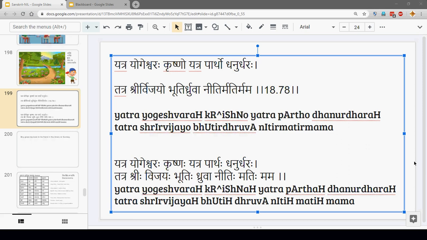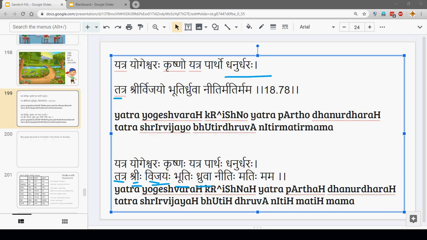The meaning of this shloka in simple words is: where there is Yogeshwara Krishna. Yogeshwara means the master of yogas. Where there is Krishna, the master of yogas, and where there is Partha, the Dhanurdhara, who is carrying a bow. Tatra means there. Shrihi Vijayaha Bhutihi. Shri means wealth, Vijayaha, the win, and Bhuti is also wealth, the materialistic and general wealth. All these things will certainly be there.